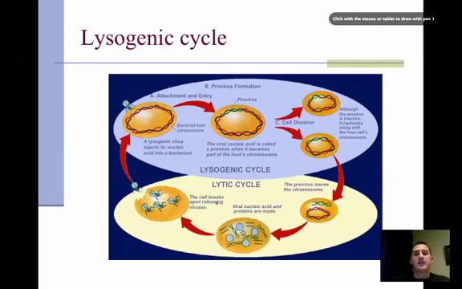So this is just a basic comparison. Everything goes to the lytic cycle, whether it's in the lysogenic or the lytic. The big difference is the lysogenic forms the provirus or the prophage, and it's going to remain dormant until it needs to divide later.